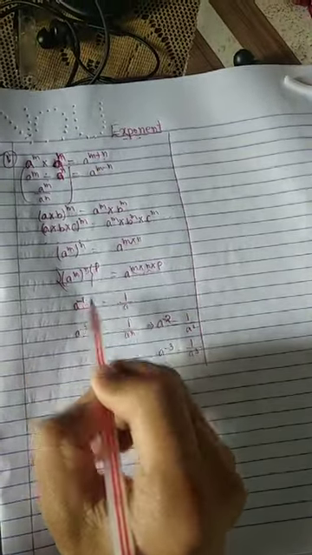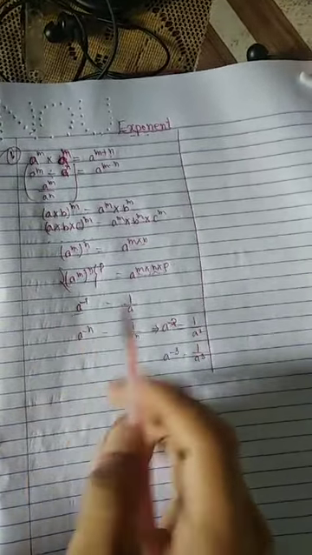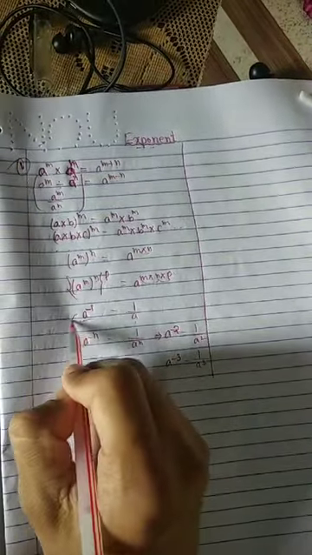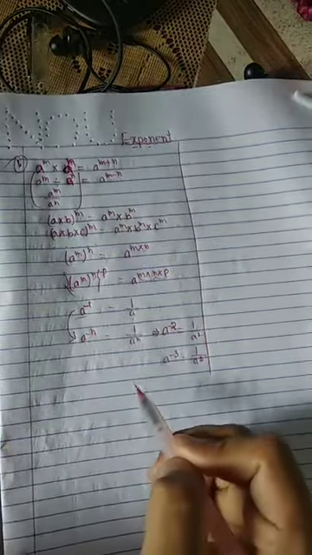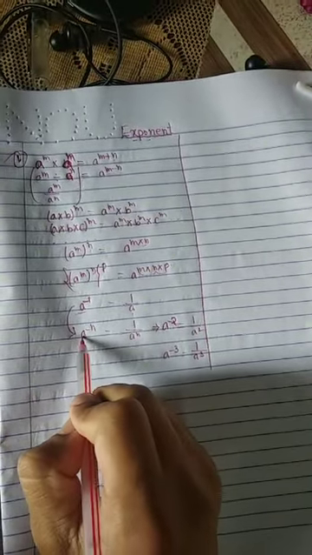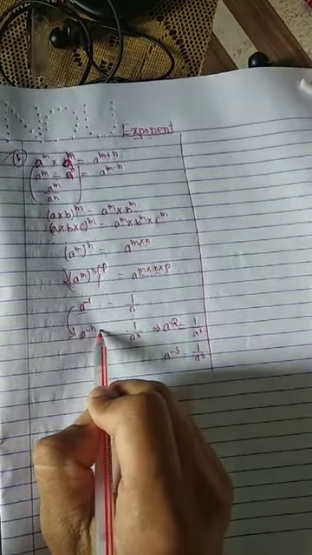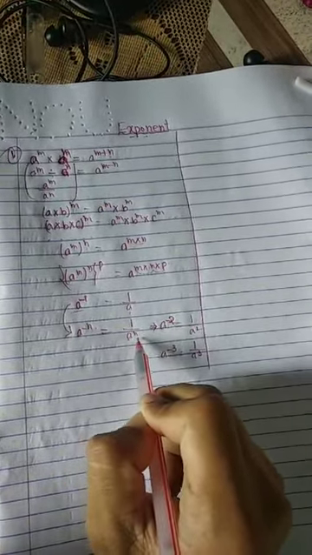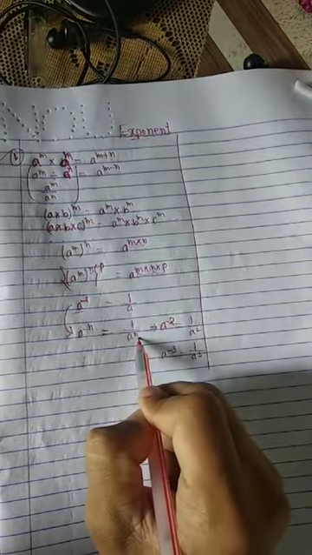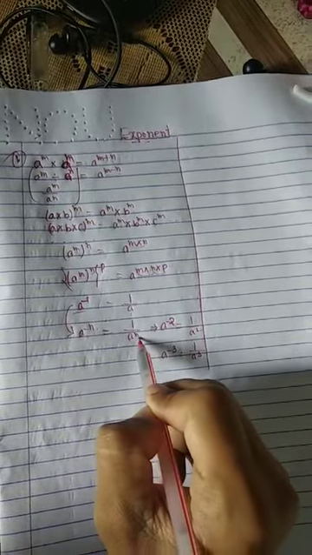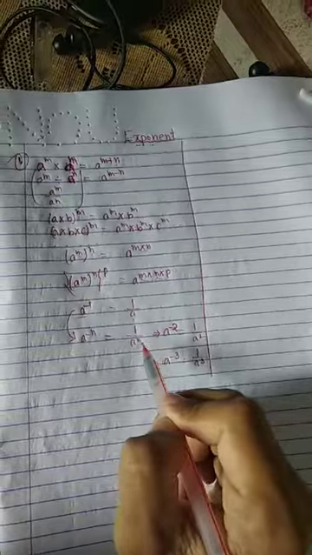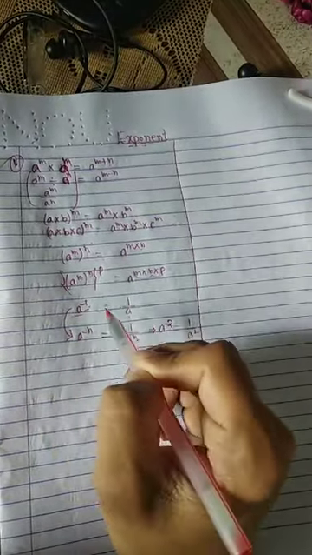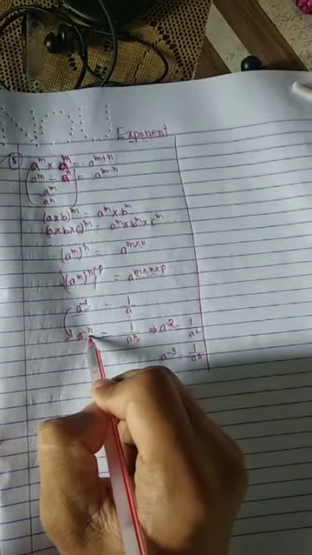Next is a to the power minus 1. In this case, it will simply be 1 by a. And this is a similar formula here also. What is that? It is a to the power minus n. So this simply equals 1 by a to the power n. What does this n mean here? This n simply indicates the power. In this case the power was minus 1, but here we have power minus n.